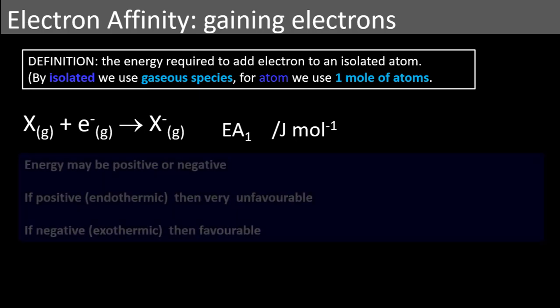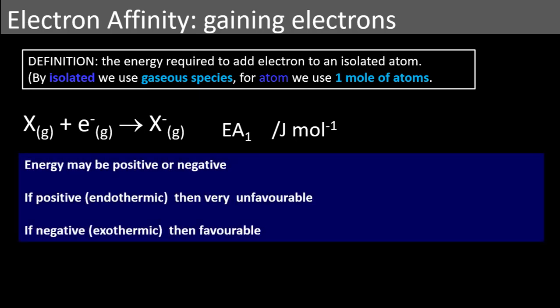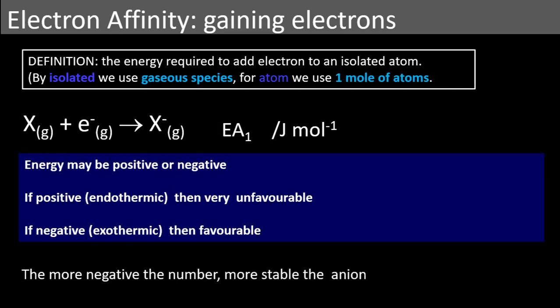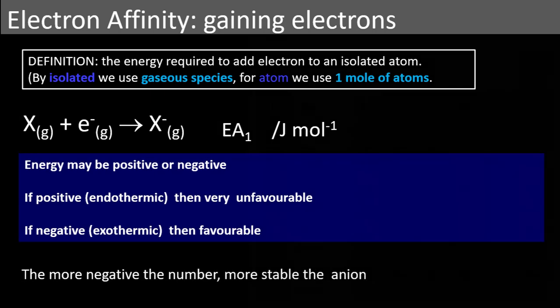The value of the first electron affinity may be either positive or negative. If it is positive, we need to add energy in. In that case, we expect the reaction to go in the opposite direction. Or it can be that the energy is negative, meaning energy is released, and the process is favourable.